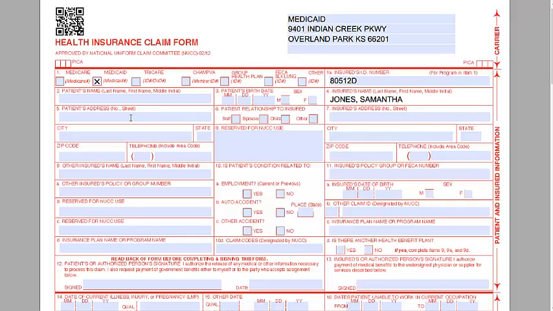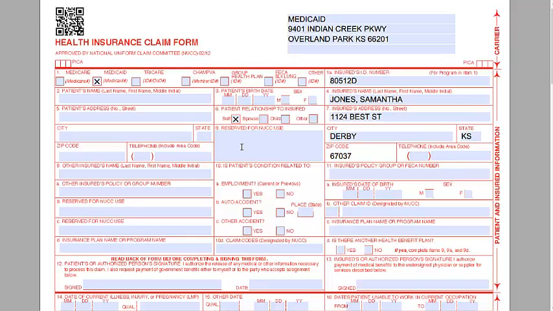Item number 5 is left blank because that information goes into item number 7. Item number 6 needs to be completed. And with Medicaid claims, the patient relationship to the insured is always going to be self. Now we can go ahead and put in the patient's address here. We complete the street address, the city, the state, and the zip code. And as with other types of claims that we filled out for other types of insurance, we leave the telephone blank.